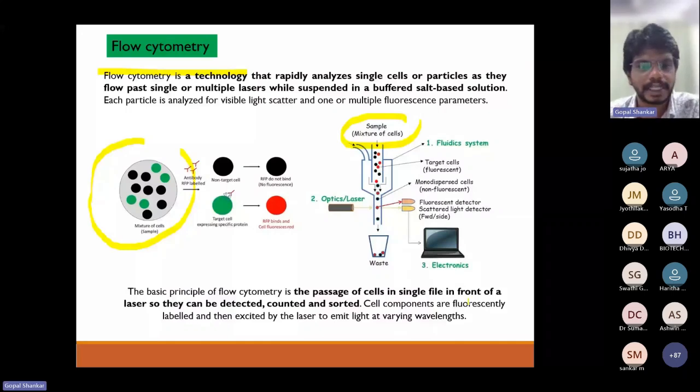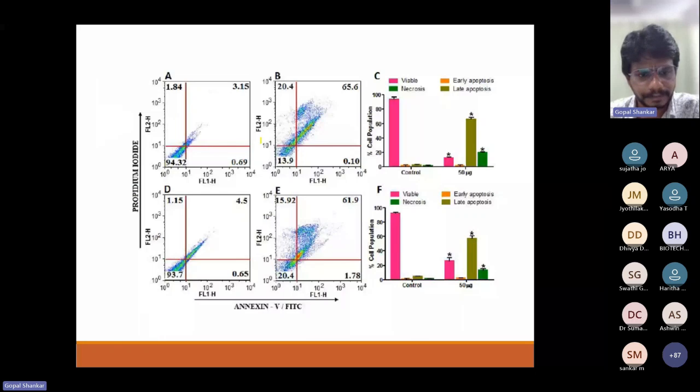And this is how the data looks. So let's see, these are the viable cells and the necrotic cells, and you can also identify the cells which are in early apoptosis and late apoptosis, and you can get a graph.